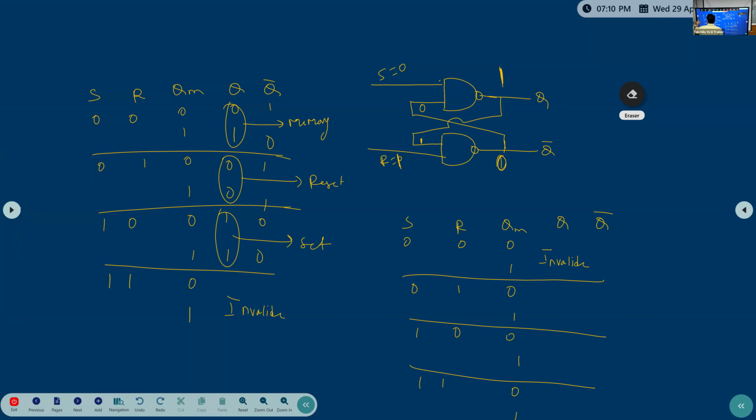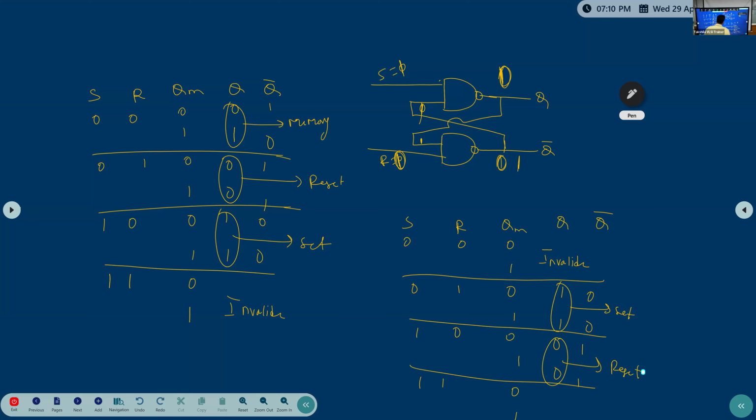Your Q is 1. This is 1 and this is 1. This is 0. So this is the set case. Now next, S equal to 1, R equal to 0. In this case, this output becomes 1. This 1 will go here. So 1 and 1, this becomes 0. Means Q becomes 0. So whatever the memory, output becomes 0. So this is the reset case.